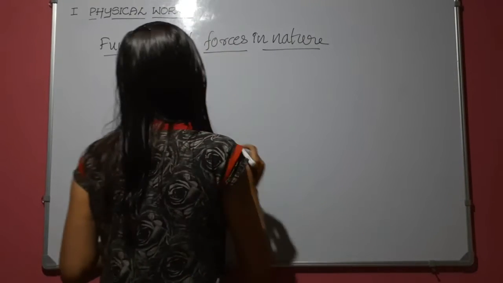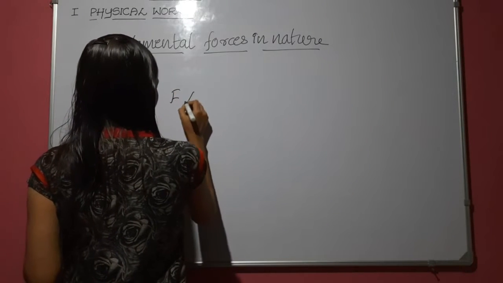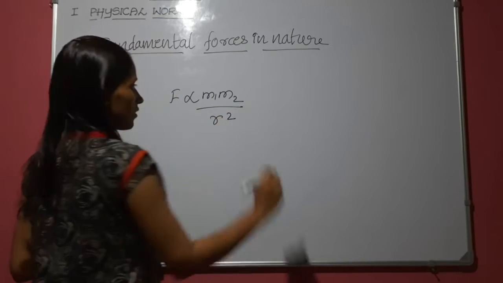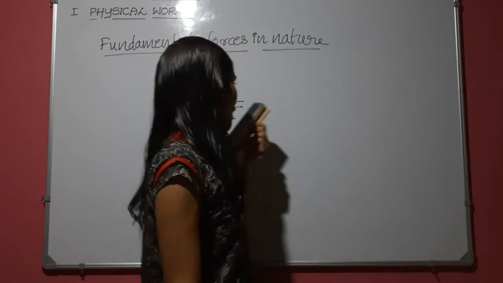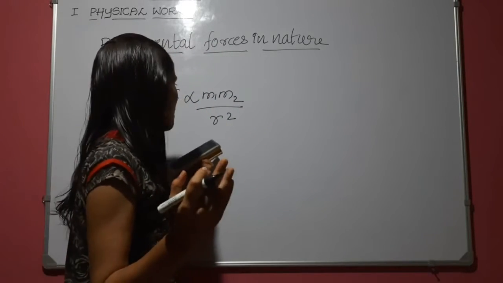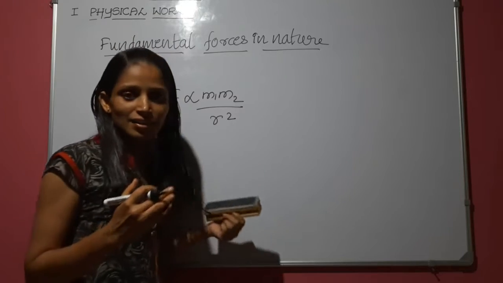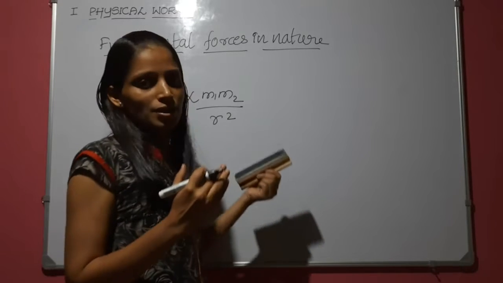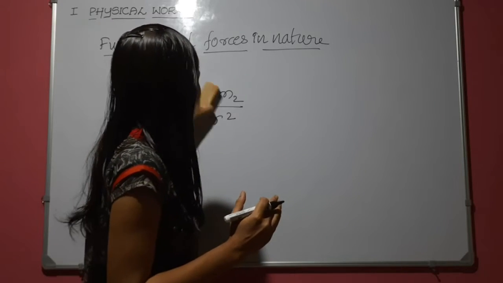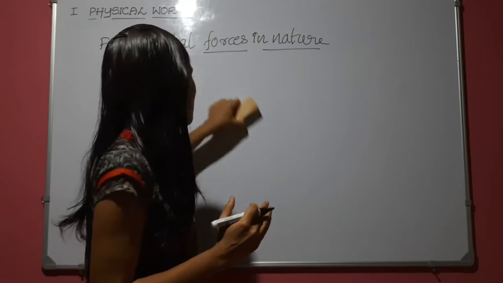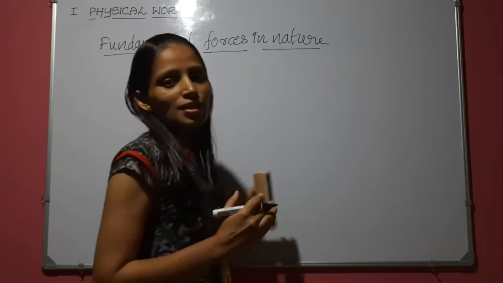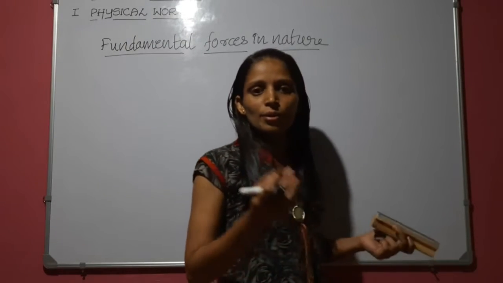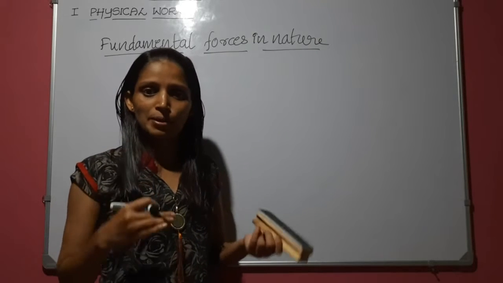Gravitational attraction: F is directly proportional to m1 into m2 by r square. That is, gravitational attraction is directly proportional to the product of masses, and inversely proportional to the square of the distance between the two masses. This is the formula Newton gave for the force in his gravitation.